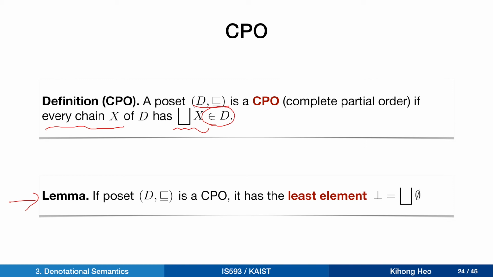Because the empty set is also a subset of the poset D, and the empty set is also a totally ordered set, which is a chain. Then the least upper bound of the empty set is bottom, which is already in the poset D by definition of CPO. That's why CPOs always have the least element bottom in the set.